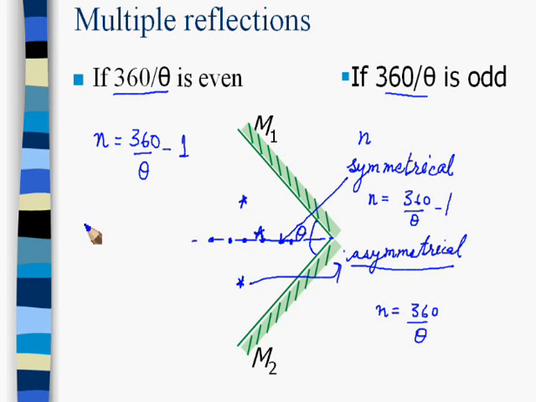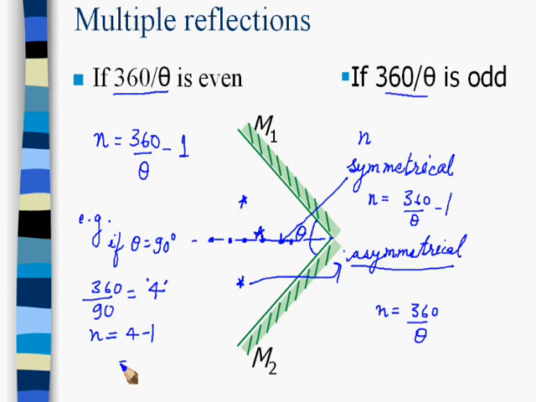So, let's have an example here. If theta is equal to 90 degrees, then 360 by theta is equal to 4, which is an even number, and that's why the number of images formed here is n equals 4 minus 1, that is equal to 3.